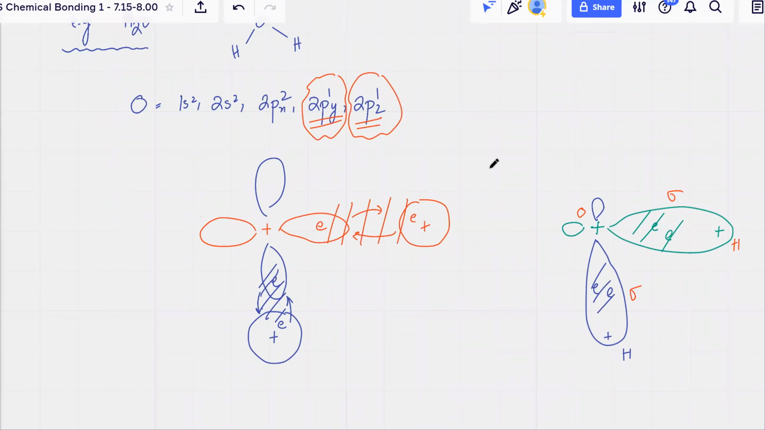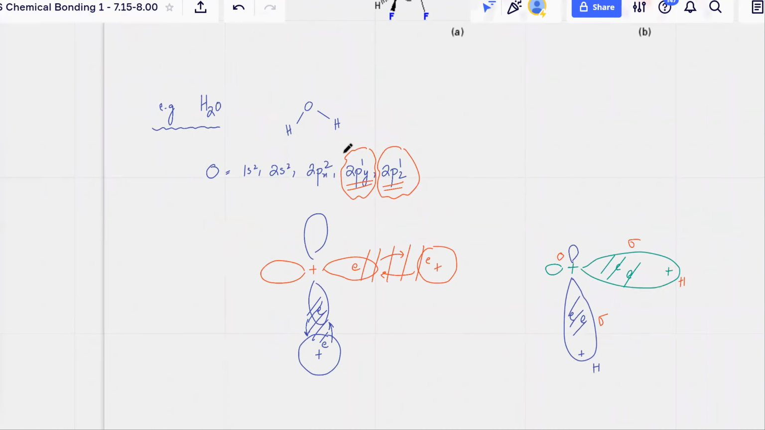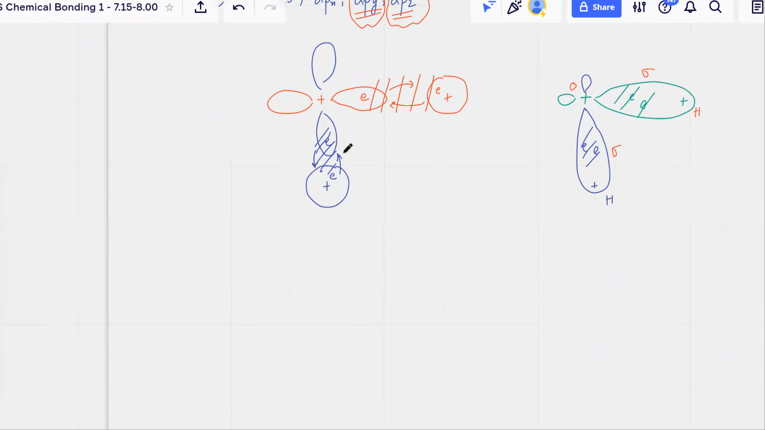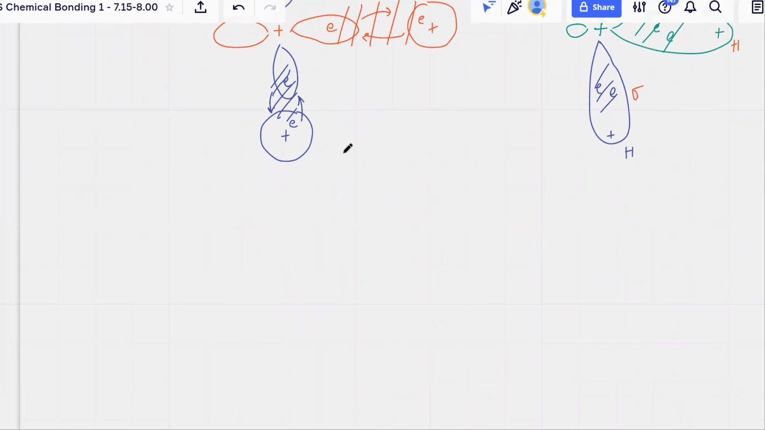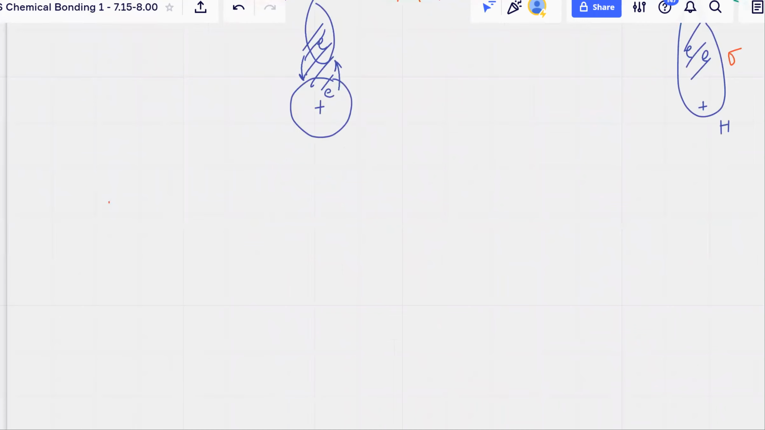So two S and P overlaps. Let's do another one. Let's talk about an NF3 molecule. So an NF3 molecule, it's N going to be forming three bonds with fluorines. Like N forms three bonds.